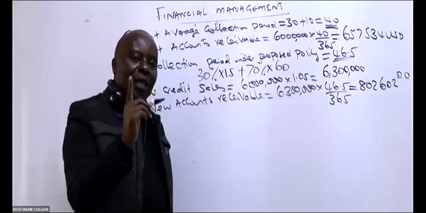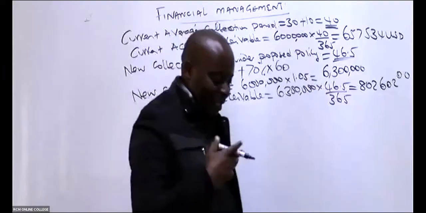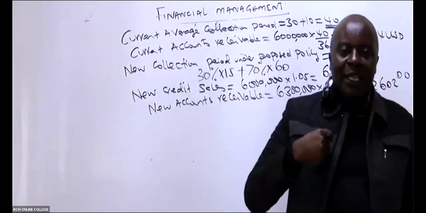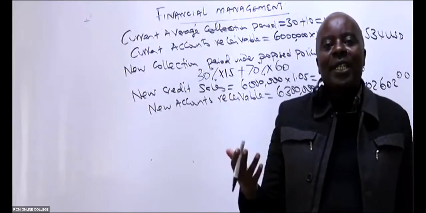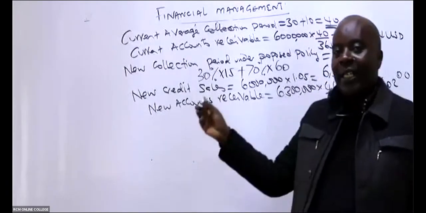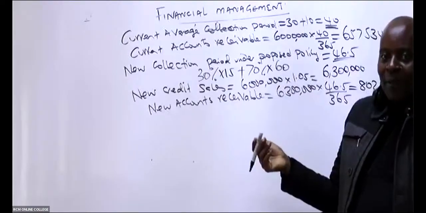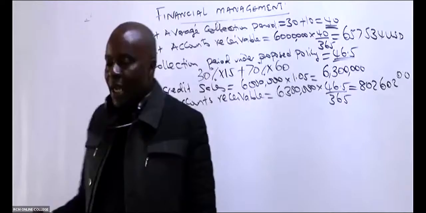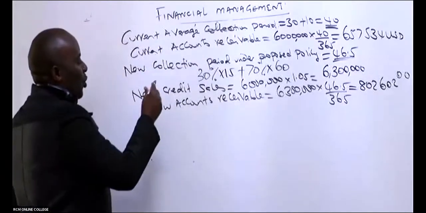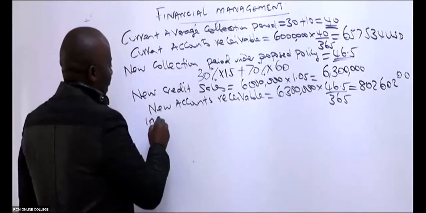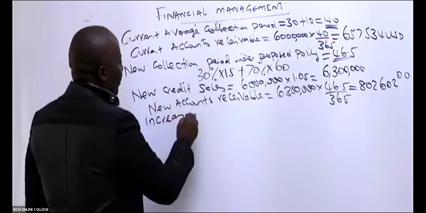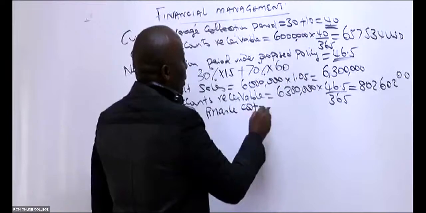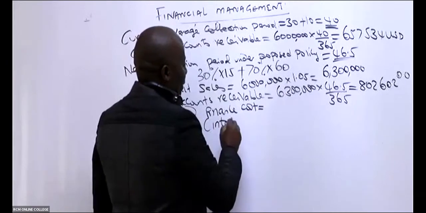So in this case now, yes, our sales have grown, but we're going to suffer immediately because our credit facilities will be stretched. We're going to finance a bigger receivable. Most of our money will be outside there. So give us the increase in finance cost. Because of this, give us the increased finance cost.